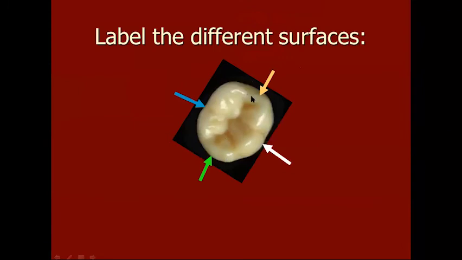This is a mesial marginal ridge. This is the distal marginal ridge. This is the triangular ridges. This one. This is the triangular ridges. Transverse ridges are not present. Okay.